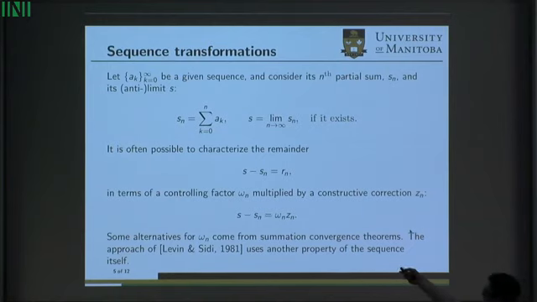Some alternatives for omega would come from theorems that essentially are dominating convergence. For instance, for an alternating series, we have an idea of what the remainder is, and so we can construct a remainder estimate based on a controlling factor there. But what we're going to use is a more global property based on the sequence itself, and it's a little bit more generic.